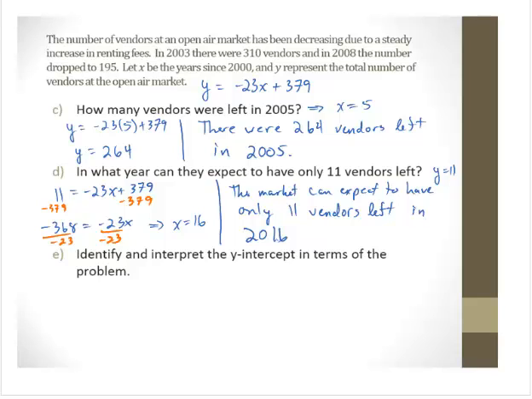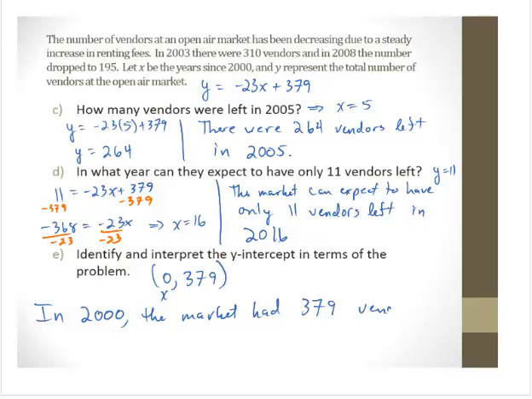Identify and interpret the y-intercept in terms of the problem. Well, identify, that's easy. The y-intercept is 0, 379. Well, what does that mean? Remember, x is the years since 2000. So if x is 0, that means 0 years since 2000, which means the year 2000. Conclusion: in 2000, the market had 379 vendors.